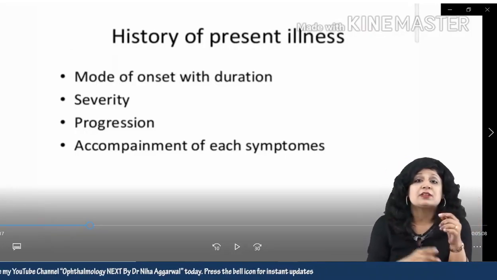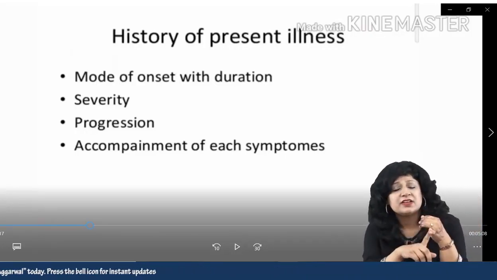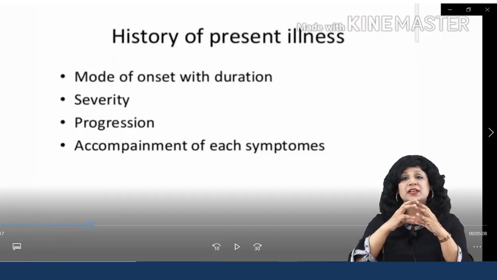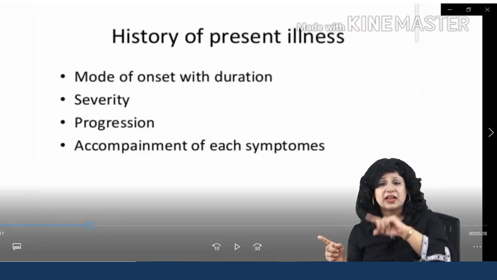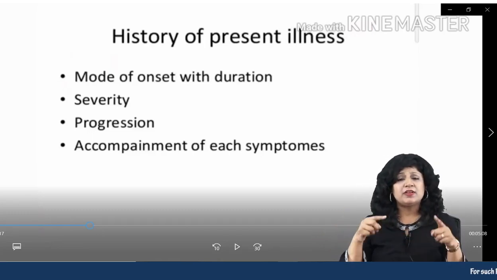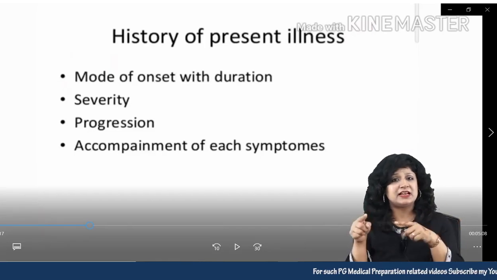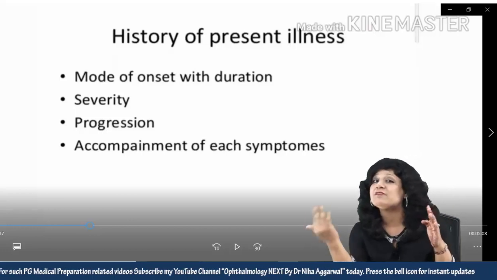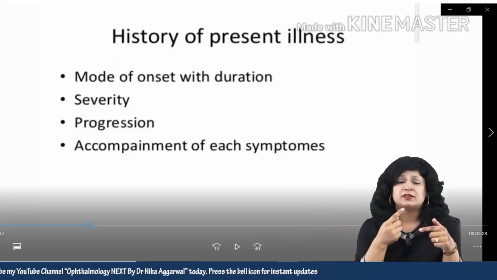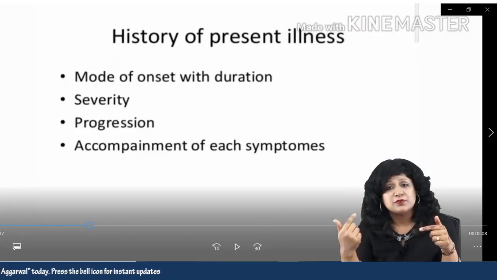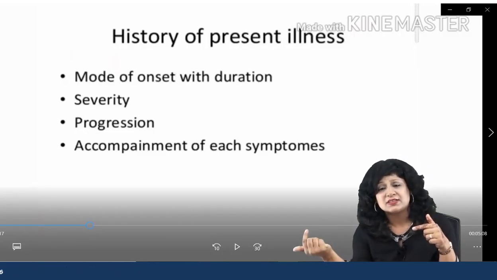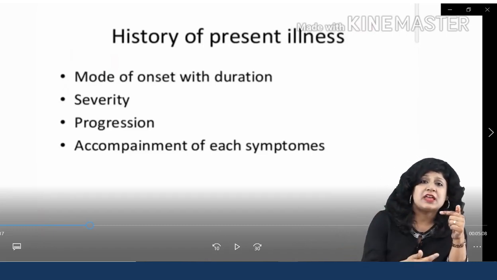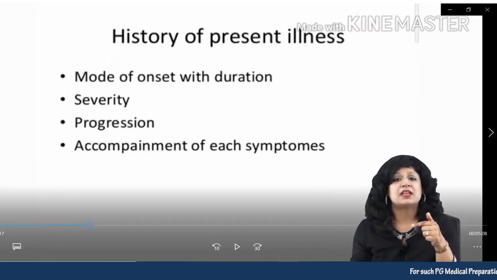Then you have to ask about the severity. How severe it was will tell you how severe the disease actually is, what kind of disease it could be. Like if I compare keratitis and conjunctivitis, there is no comparison. Obviously keratitis is much more severe than conjunctivitis. So is it an episcleritis, a scleritis, a uveitis, a keratitis, a conjunctivitis, whether it is painless, whether it is painful, whether it is more during the day, whether it is more during the night.